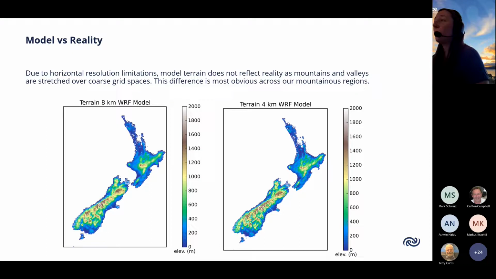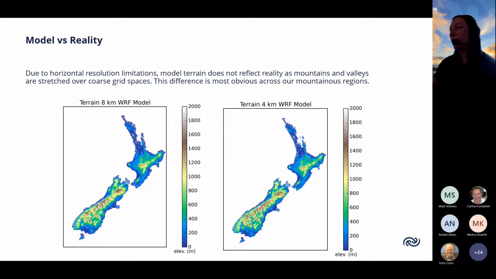So going back to our WRFs, or all the models really, they have a horizontal resolution, and that means the terrain of the country sort of gets stretched out over these horizontal grids. And that is very obvious for our regions with lots of mountains and valleys, which is actually quite a large portion of the country.